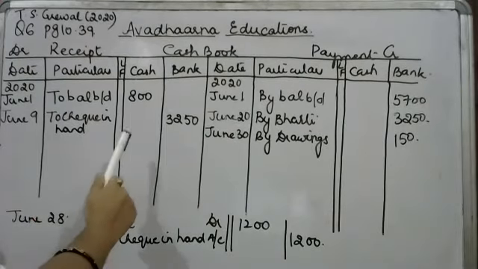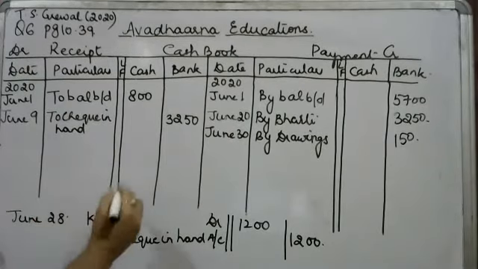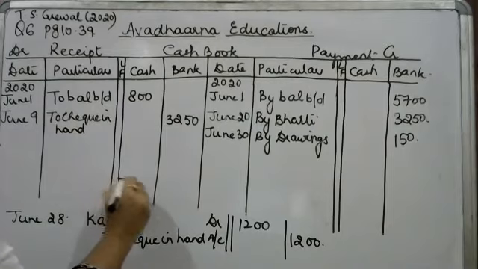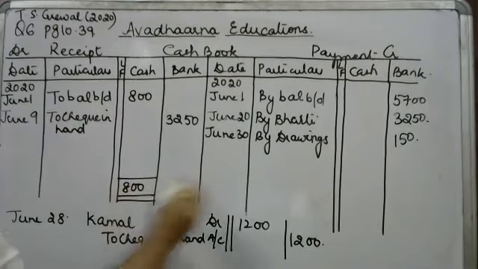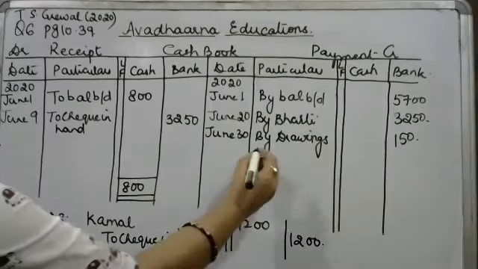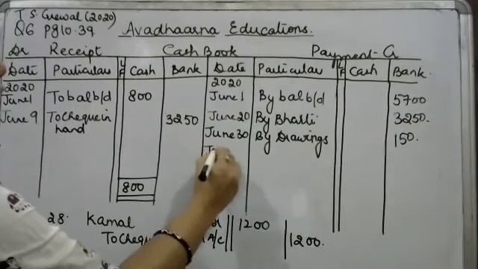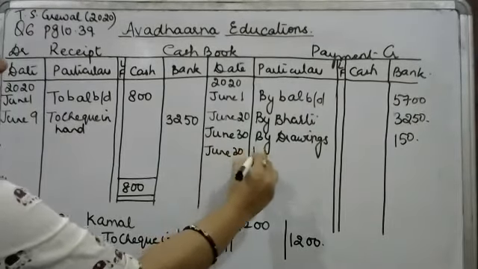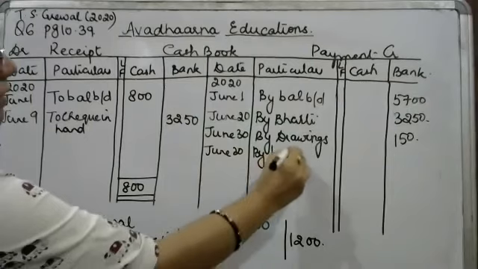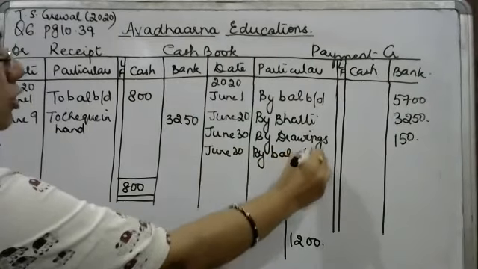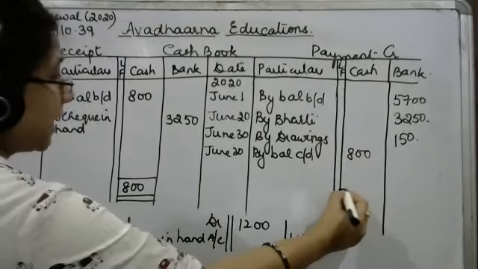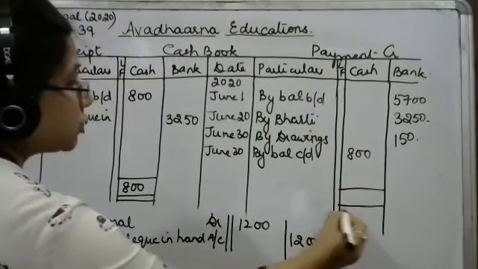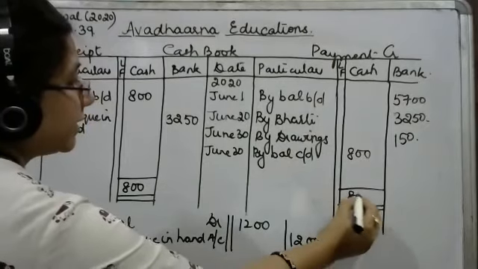Now, if we see that the total of the debit side of the cash book is 800, there is no item on the credit side in the cash column. So we write on June 30th, by balance brought down, by balance closed down, it is 800, and this cash column of this cash book is closed, 800.